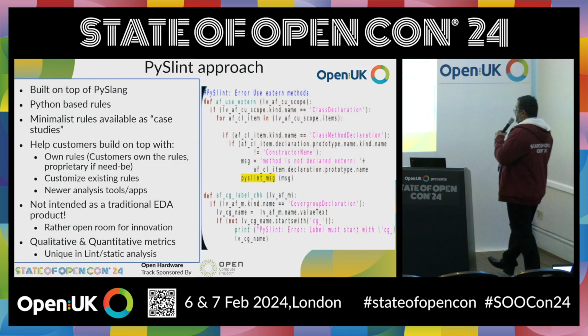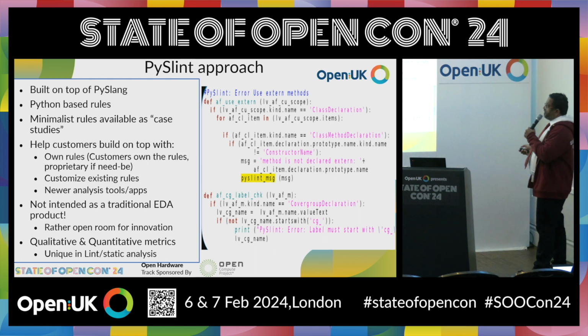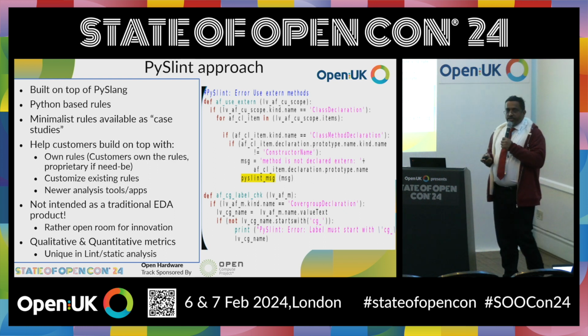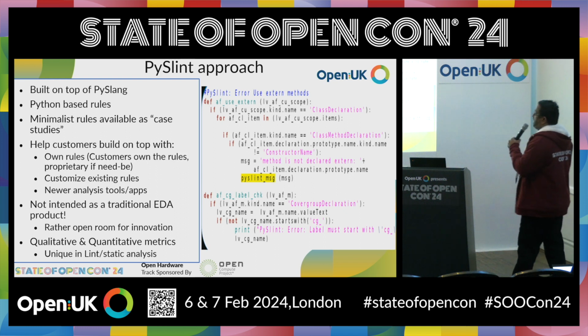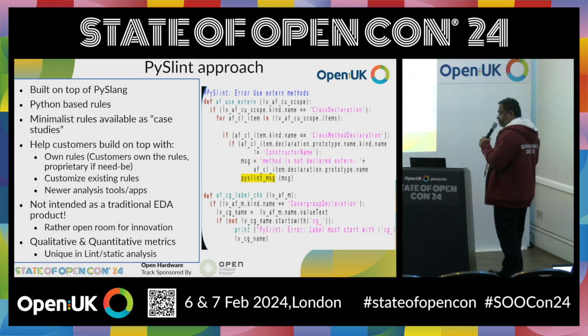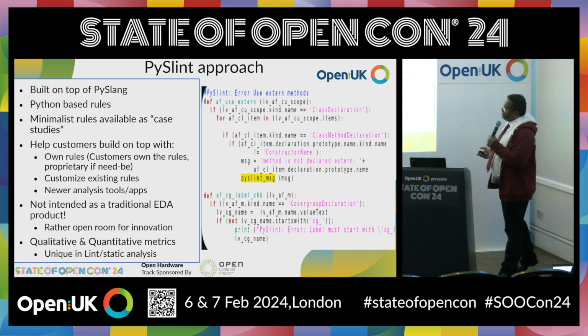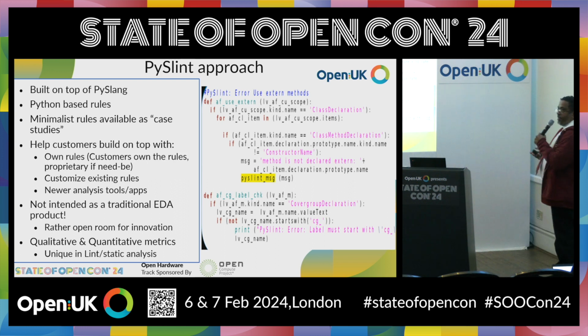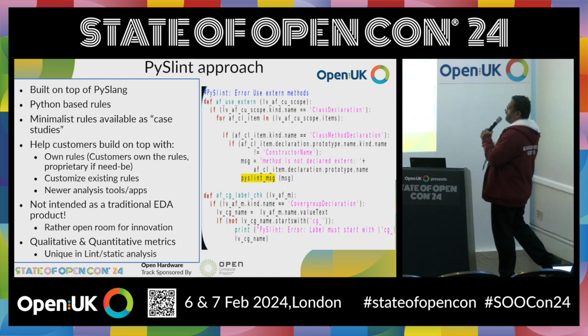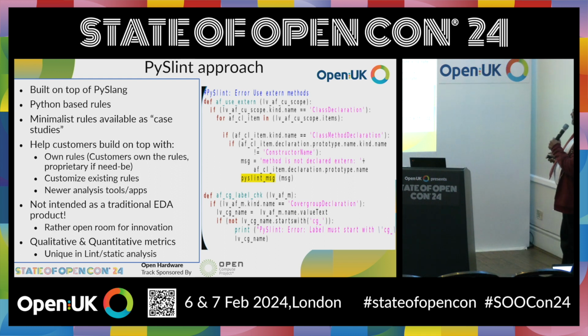So again, the code itself is not interesting. As I mentioned, you can download it and read it for yourself. But conceptually, what we are doing is we are building on top of PySlang, which is an open source SystemVerilog parser, not done by me, by other people. It's there on the web. You could do a pip install today, and it works. And what we have done is we have taken that and started adding rules using Python.